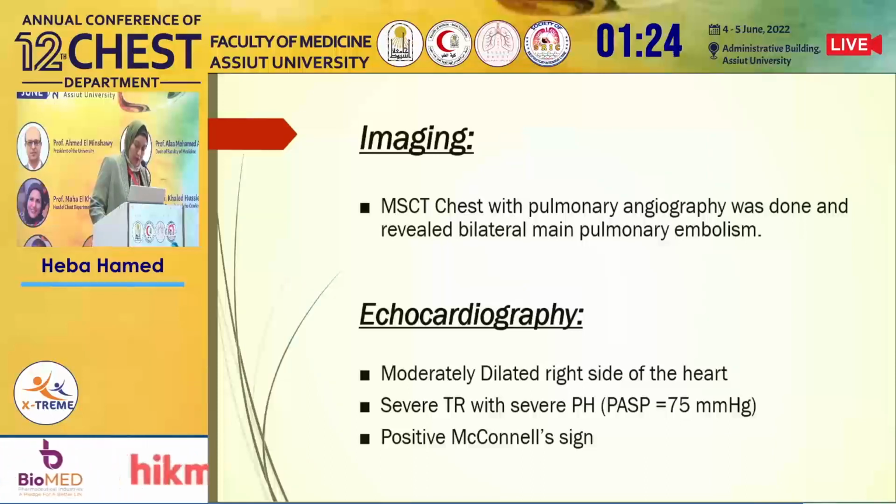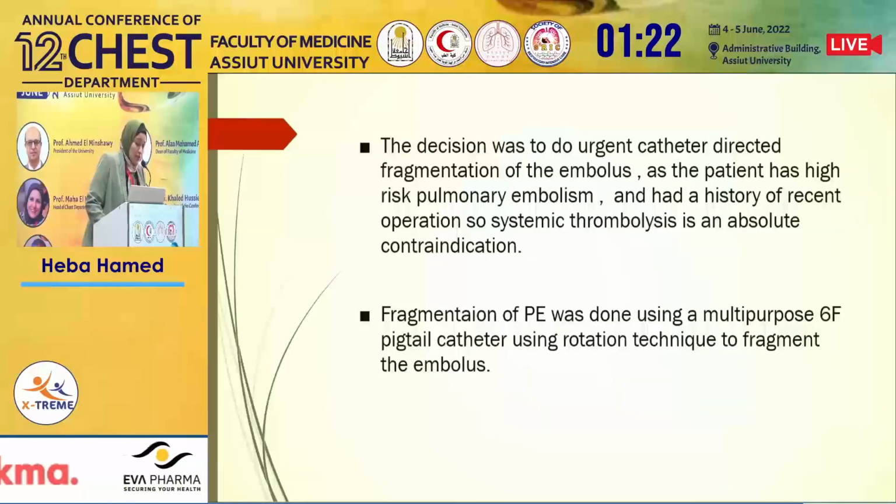Positive McConnell sign. The decision was to do urgent catheter-directed fragmentation of the embolus, as the patient had high-risk pulmonary embolism and had a history of recent operation, so systemic thrombolysis is an absolute contraindication. Fragmentation of PE was done using a multi-purpose 6 French pigtail catheter using a rotational technique to fragment the embolus.